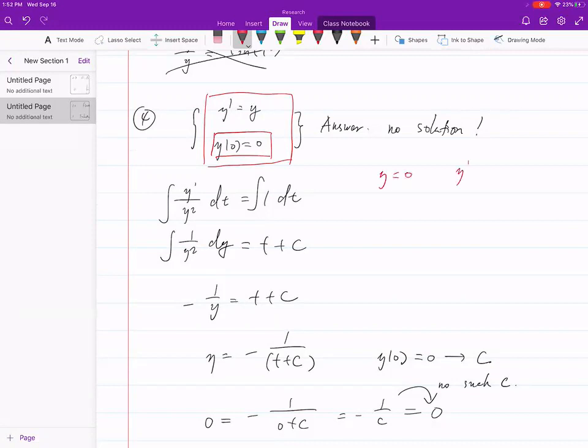What's y prime? Does it equal y? Yes. What is y of 0? Is it 0? Yes. So y equal to 0 clearly is a solution.